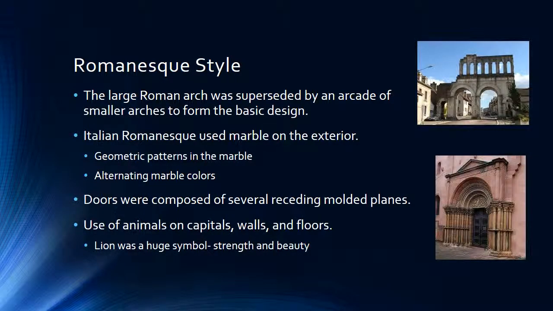Romanesque style. The large Roman arch was superseded by an arcade of smaller arches to form the basic design. Italian Romanesque used marble on the exterior. Geometric patterns were seen in the marble as well as alternating marble colors. Doors were composed of several receding molded planes. The use of animals on capitals, walls, and floors was popular. The lion was a huge symbol of strength and beauty.